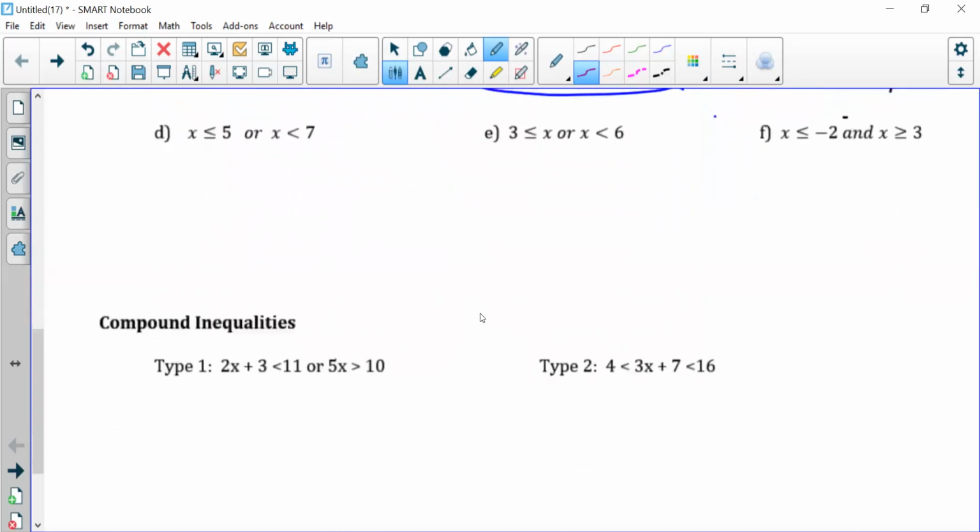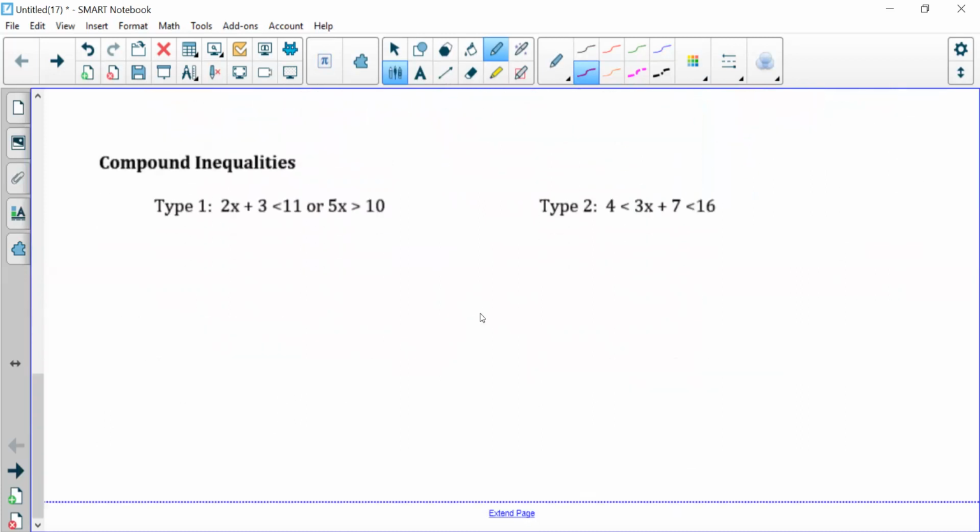Let's go down here to these compound inequalities and let's look at our two types. All right. Number 1, we have type 1. This is an OR. Go back to my blue pen here. For these, we're going to solve the inequality just exactly like we did in yesterday's lesson. And then we're going to graph it. Okay, so let's get to solving.